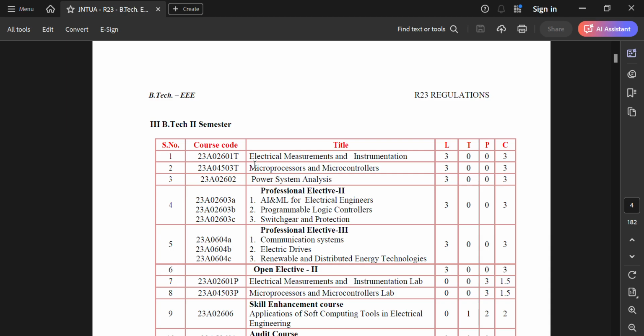Next is microprocessor and microcontrollers. This subject is an electronics and electrical subject. In microprocessors, 8085, what are the pins we have, and in microcontrollers, how we are using PCB, microcontrollers and ICs, how they will work, what the pin diagram is, all this we will study. This is an electronic subject.